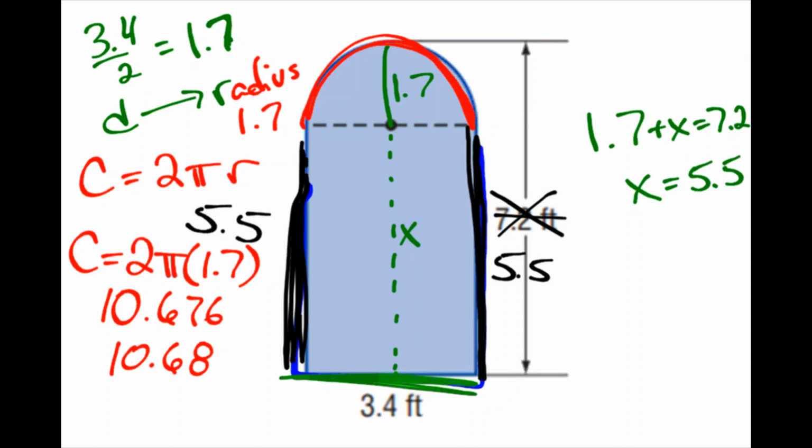Again, that is a full circle. That's if this circle was completed, but it's not. It's only at half of a circle. So I'm going to divide that by 2. That tells me that that section is 5.34.